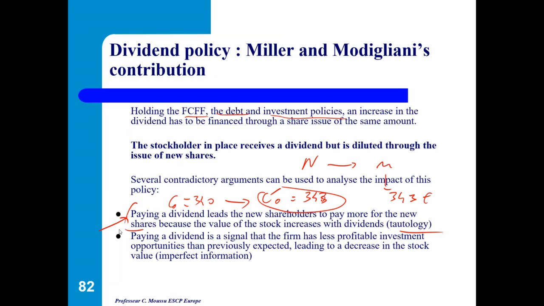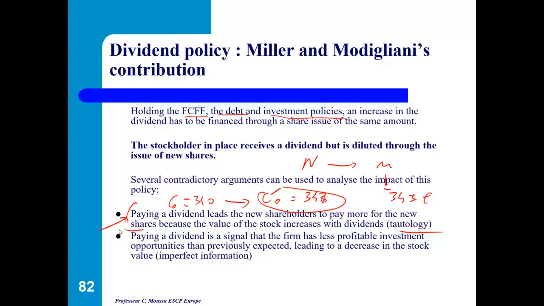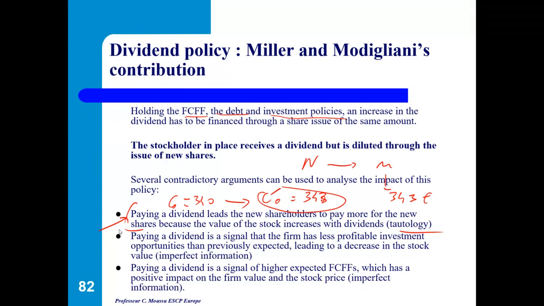The second thing is that we could say that if you pay a dividend, you signal that the firm has less profitable investment opportunities than previously expected, and you have a decrease in the stock price. What you can also imagine is that if you pay a dividend, you signal to the market that you have higher expected free cash flow, and it has a positive effect on firm value and on the stock price. But the two cases here are cases of imperfect information, which is not the case of Miller and Modigliani. That is to say, but that's true, it exists.